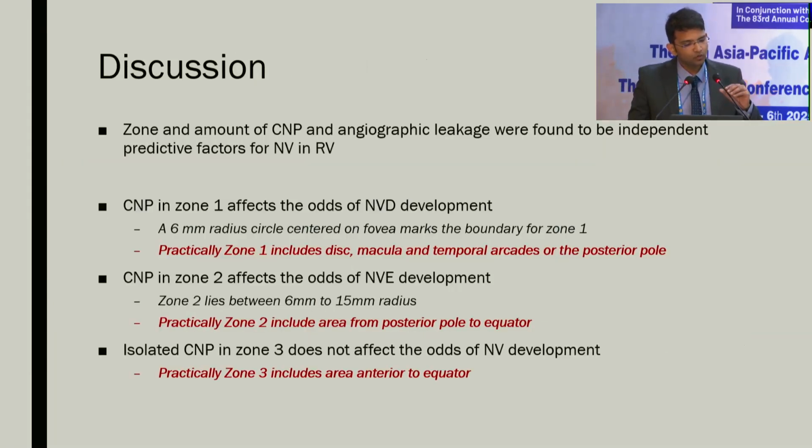So this study showed that zone and amount of capillary non-perfusion and angiographic leakage were found to be independent predictive factors for neovascularization in retinal vasculitis.